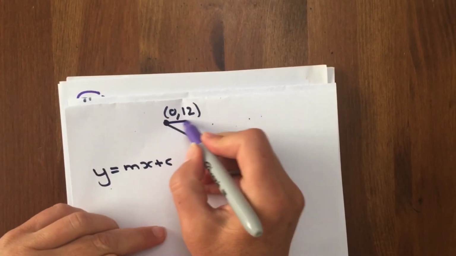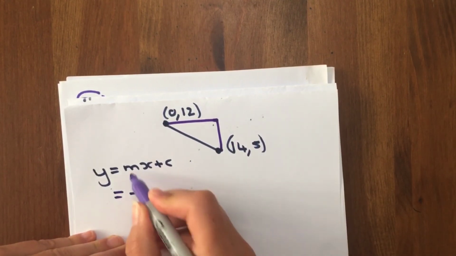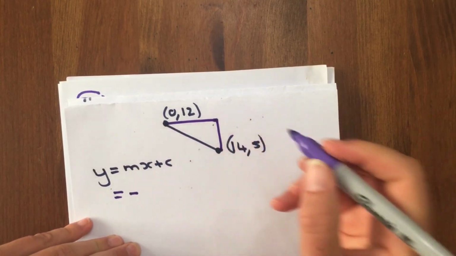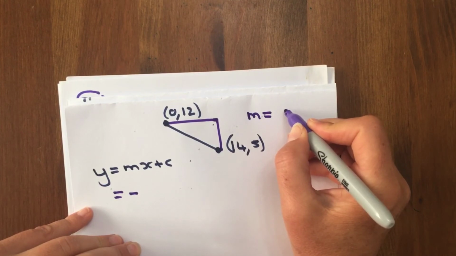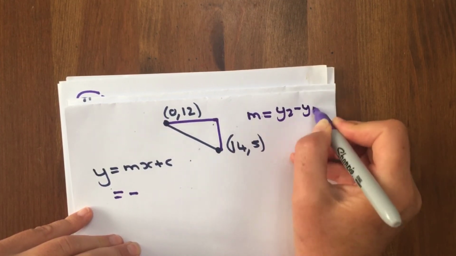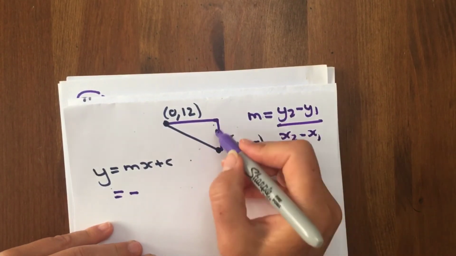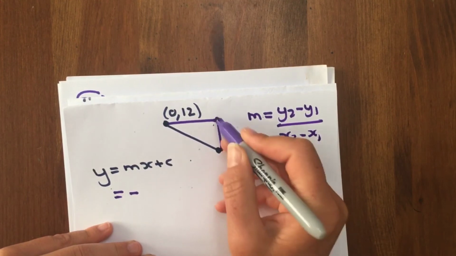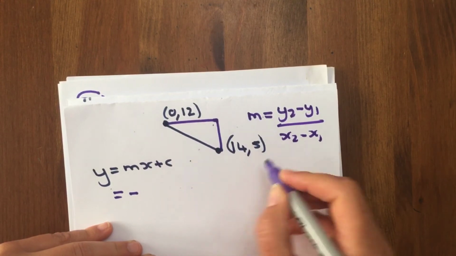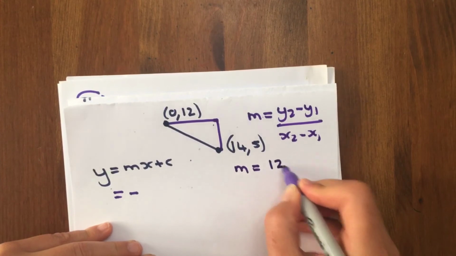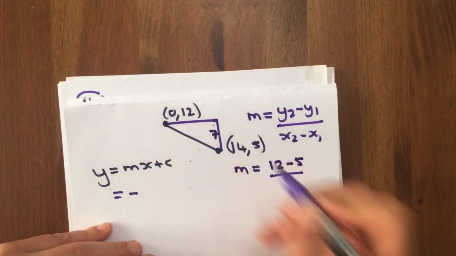If I look at finding the gradient of this line, I can see it's a negative gradient, so I'll have a negative m. The gradient is the change in y over the change in x. That's my rule to find the gradient. The change in y, the up, goes between 5 and 12, or 12 minus 5. So 12 take away 5 is 7. That is the change in y.